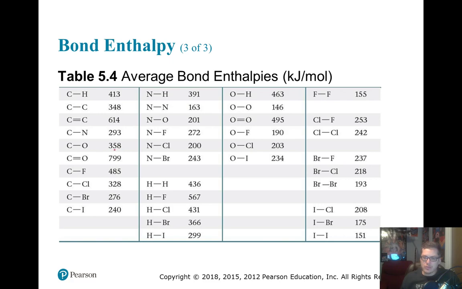Carbon-oxygen single bond is 358, and the carbon-oxygen double bond is almost 800, so it is more than double. You can look at this and maybe see other patterns depending upon atomic sizes. Electronegativities, maybe take some ganders at some of those.